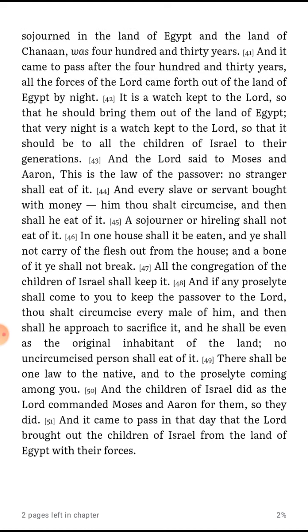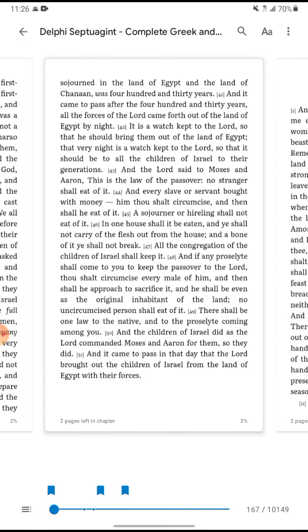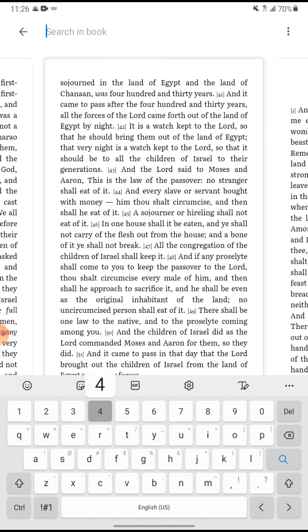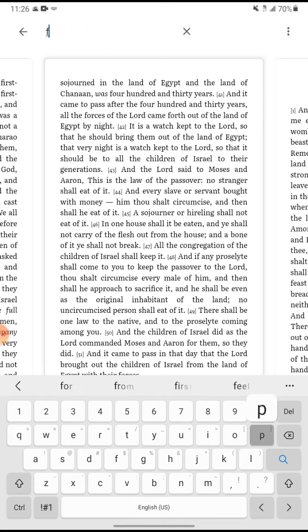Okay? And I think it's also important if we look at God's word to Abraham. So let's just type in 400 years. Oops, I spelled that wrong.